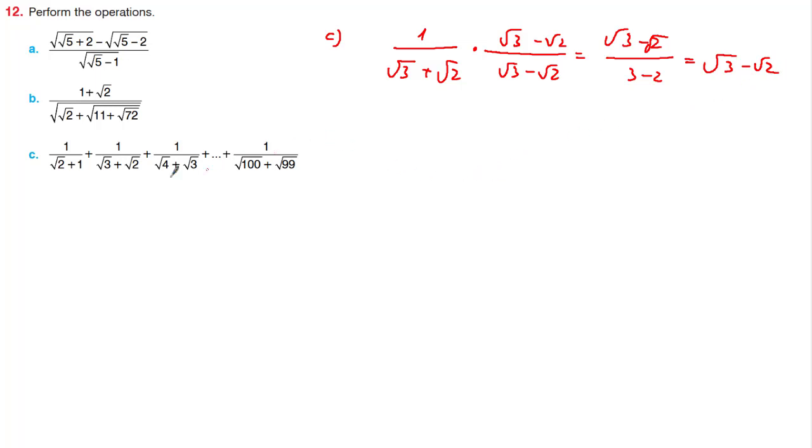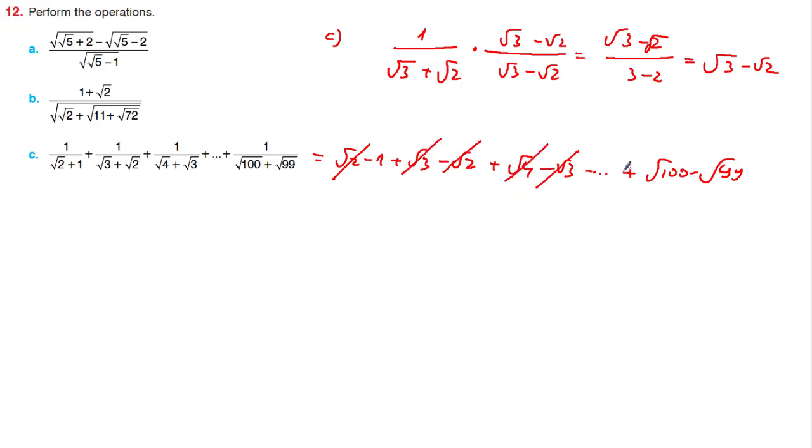We can generalize this one, so what do you get? Here we will get square root of 2 minus 1 plus square root of 3 minus square root of 2 plus square root of 4 minus square root of 3, dot dot dot, plus square root of 100 minus square root of 99. Now the 2 and 2 cancel, 3 and 3 cancel, 4 and the next cancel, negative 99 cancels. What's left? Only square root of 100 minus 1. Square root of 100 is 10, minus 1, it's just 9. Right, that was it. See you next time.